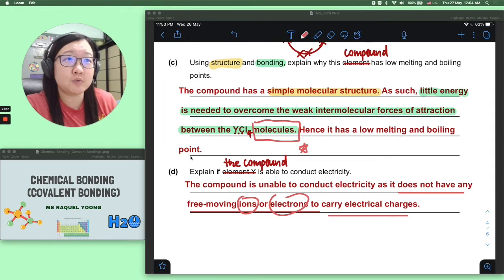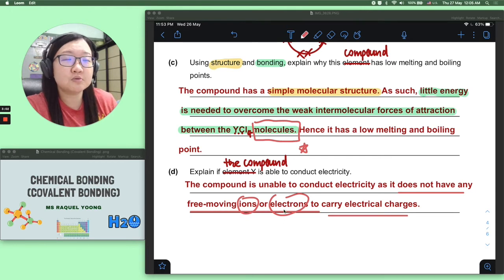Then part D, explain if this compound is able to conduct electricity. The answer is no. The compound is unable to conduct electricity, in fact in all states. Be it in the solid state, liquid state, or gaseous state, it cannot conduct electricity. The reason is because it does not have any free moving ions. No ions, because again, this is covalent, nothing to do with ionic bonding at all.